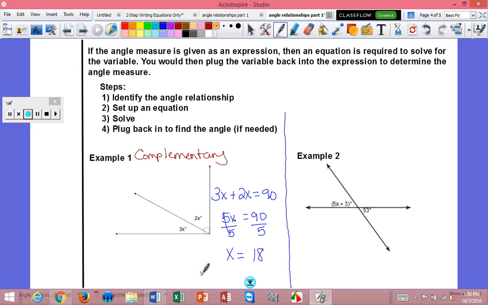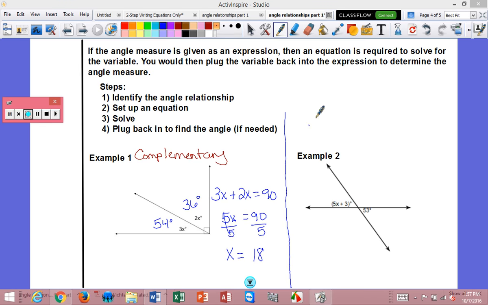And then if your problem asked, what does this angle measure right here? Well, if x is 18, 2 times x would be 36 degrees. So that would be 36, and then 3 times x would be 3 times 18, and that would be 54 degrees. Example 2.